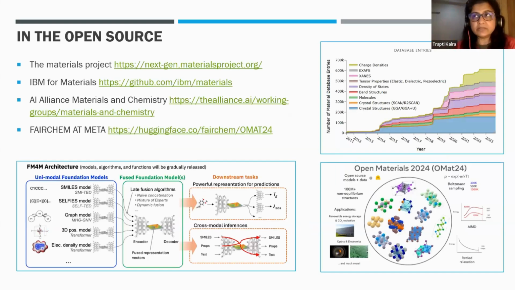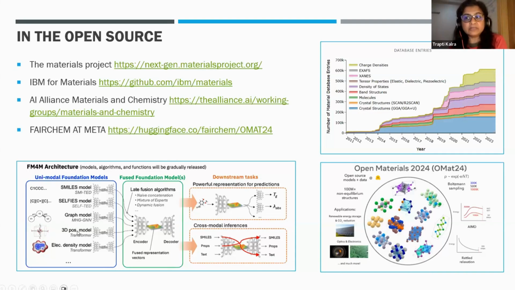While these are closed source tools, there are also plenty of open source tools. So I've included some. One is the Materials Project, which is very popular. There is also a project by IBM. You can check out the IBM GitHub materials. And this is actually the foundation models for materials architecture, which IBM is working on. So what IBM is doing, they're coming up with models, algorithms, functions, and they're trying to train different models on different modalities. Like I mentioned about SELFIES for the large polymers, and SMILES would be for the smaller molecules.